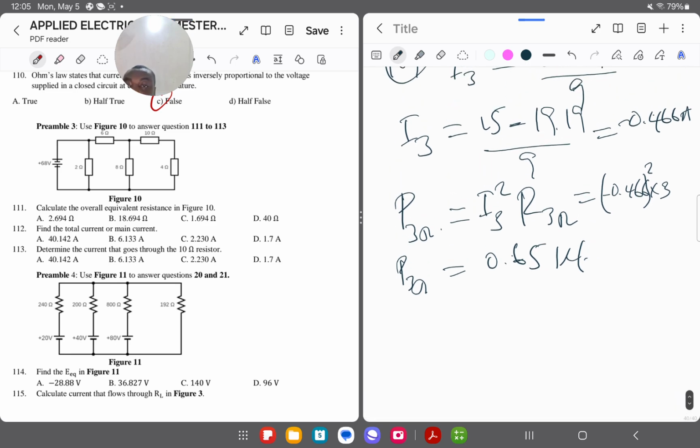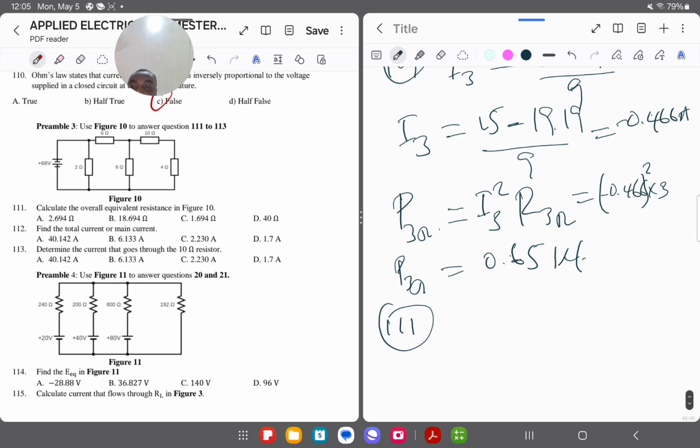Now 111 here. Preamble 3. Use figure 10 to answer questions 111 to 113. Right? Now in this question, you are given figure 10 and the circuit diagram. You can see we have 68 volts, and then we have a series and parallel connection circuit combination here. So let's look at question 111. Calculate the overall equivalent resistance in figure 10.